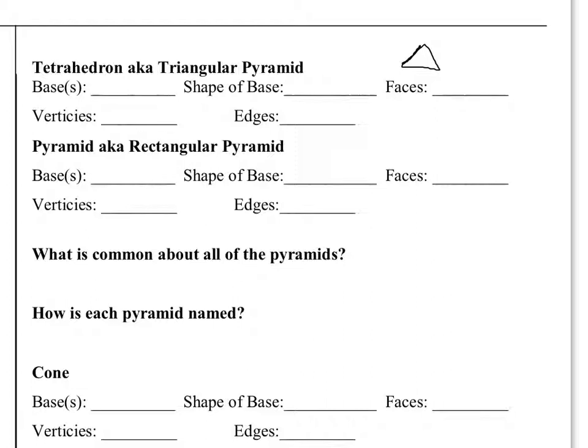3 faces. Oh, it's not opposite of the edge, the top of the pyramid where it's very pointy. Yeah, the very pointy thing, and that pointy thing is called a vertex. Vertex.